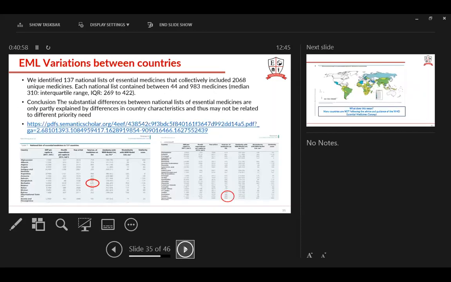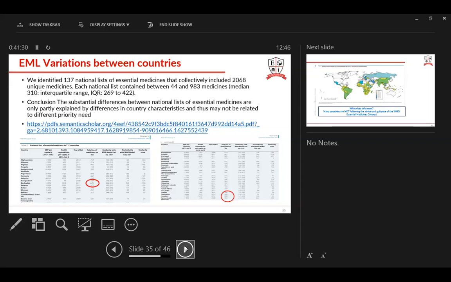Let's talk about the variation between countries. I was talking about my country, right? Somebody in another country talks about just the NRA. I talk about the Health Regulatory Authority. So it shows here, we've identified 137 national lists of essential medicine that collectively include 268 unique medicines. Each national list contains between 44 to 983 medicines. The median is 310. So you see the difference there.